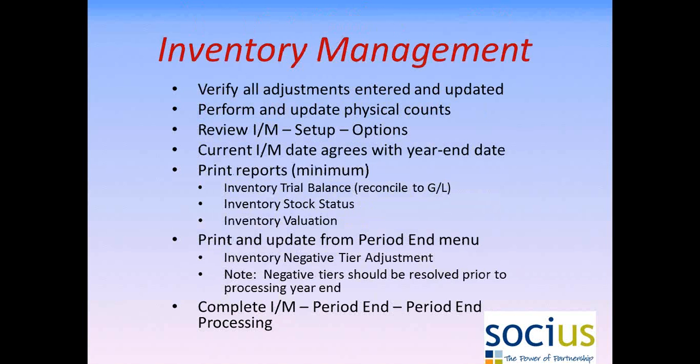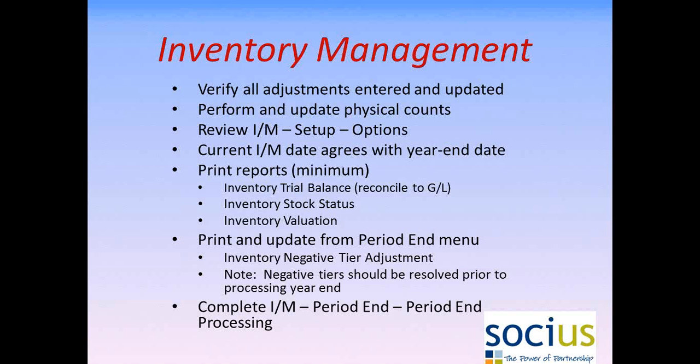After closing sales order and purchase order, we move into inventory. Where inventory is concerned, we need to make sure that all of our adjustments have been entered and updated. If we are performing a physical count, we want to make sure that it has been completed and the physical count variance register has been updated. Again, we want to review the setup options for inventory. We want to be sure that our date agrees with the year-end date.